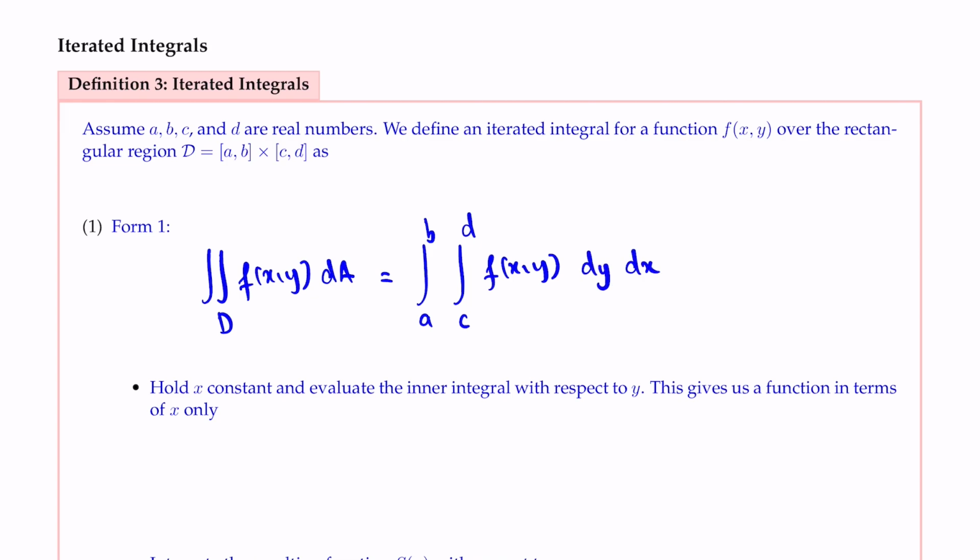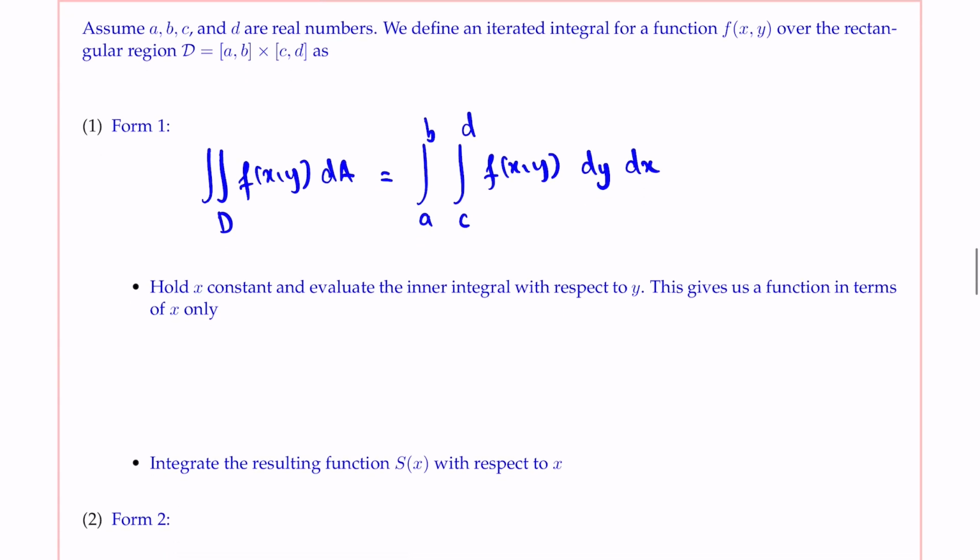So we're going to evaluate the first definite integral with respect to y first, because the limits of integration are between c and d. And then whatever result you get, you're going to use that and evaluate the definite integral from a to b with respect to x. The order in which you integrate matters. So when you want to evaluate the integral with respect to y first, you hold x constant and evaluate the inner integral with respect to y. This gives us a function in terms of x only, and that is s of x equal to the integral from c to d of f of x comma y dy.